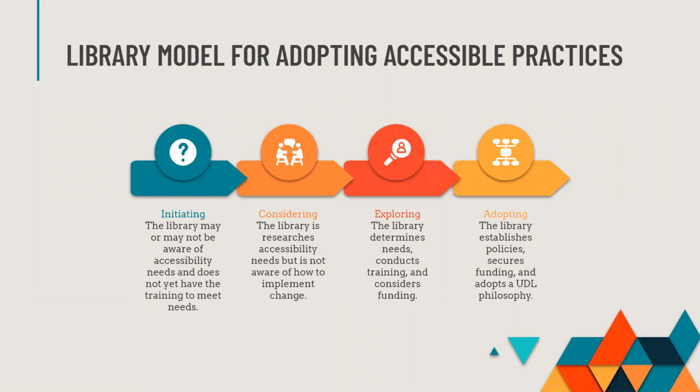Exploring is going to be when your library as a whole has determined what needs you can meet and is actively conducting that systematic training and is actively looking for funding sources to help move accessibility practices along so that you're then getting to the final stage, which is adopting. The library is establishing policies and securing funding and adopts a universal design for learning philosophy. And what I want to convey here is that everything changes and new technologies come about often, which allows us to make our materials more accessible over time.